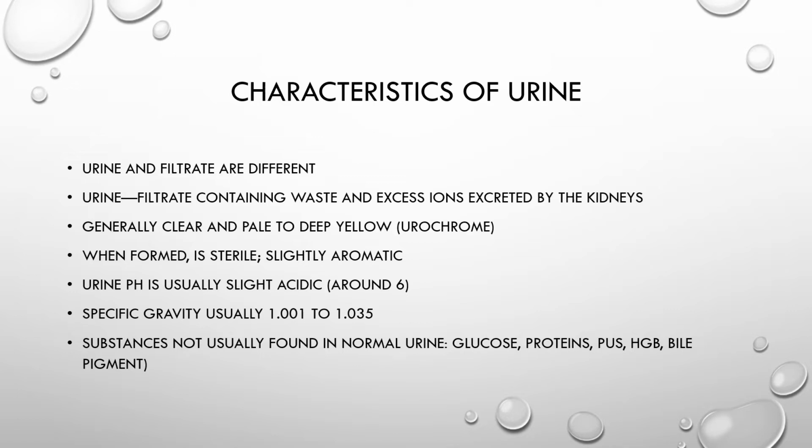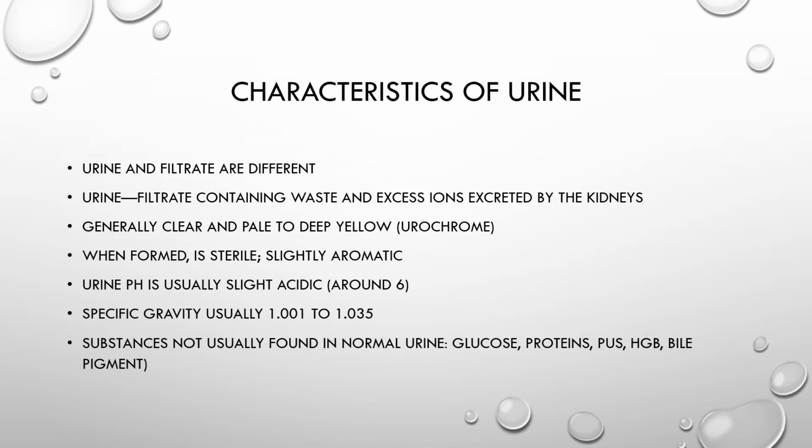Protein in the urine, proteinuria, also called albuminuria. A non-pathological reason would be physical exertion or pregnancy. Pathological would be glomerulonephritis or hypertension. Pus, so this is white blood cells and bacteria, is called pyuria. Usually this is because of urinary tract infection.